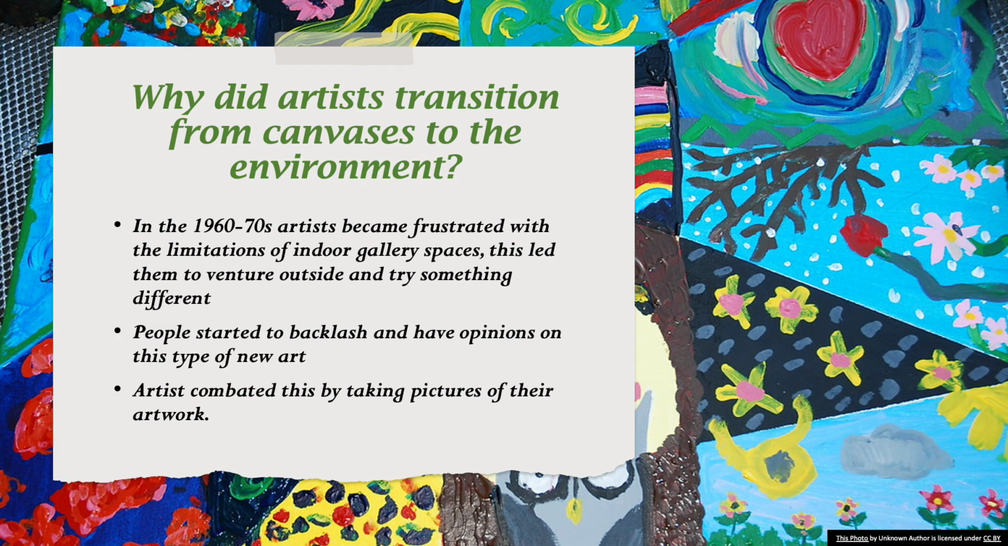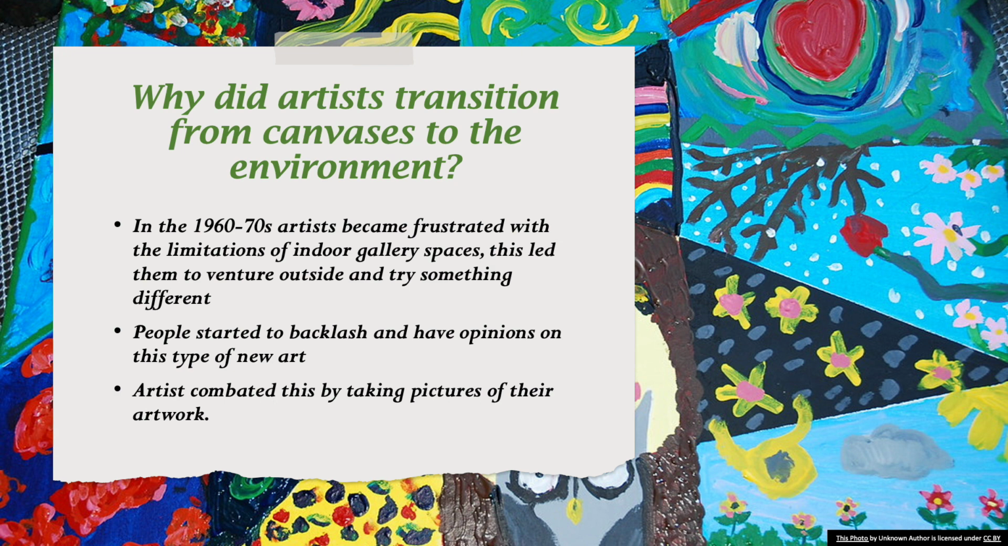Why did artists transition from canvases to the environment? Environmental art is still portrayed on canvases to this day, but a lot of artists did transition to using the actual environment as their canvas in a way. In the 1960s and 70s, artists became frustrated with the limitations of indoor gallery spaces, and this led them to venture outside and try something different. The rise of moving outdoors for art was in response to the rise of minimalism and conceptual art that challenged traditional thinking, as we've seen in class.